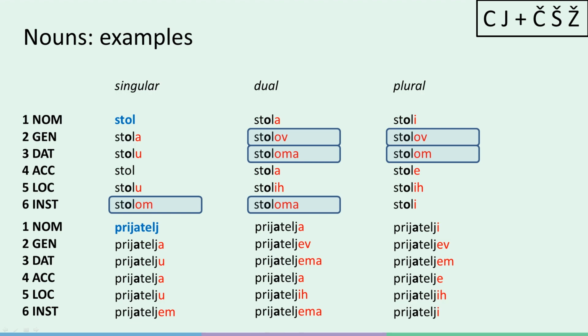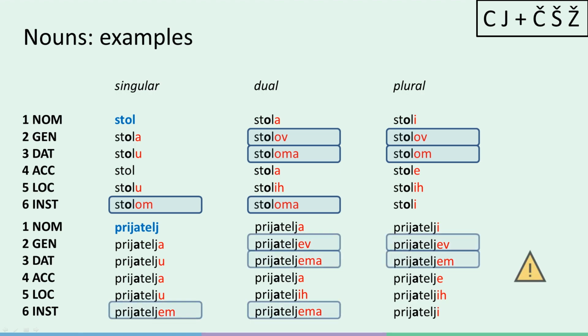And now let's highlight the same things in prijatelj. As expected, all O's turned to E's. And finally, let's have a closer look at the instrumental singular. We always use the instrumental when saying with someone.